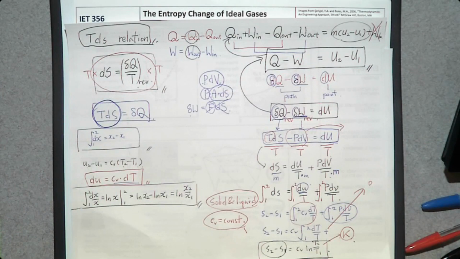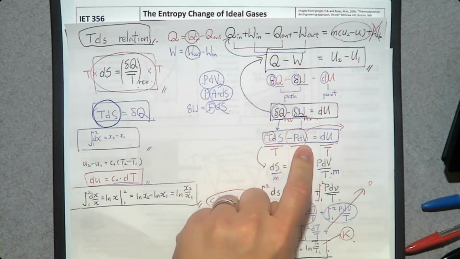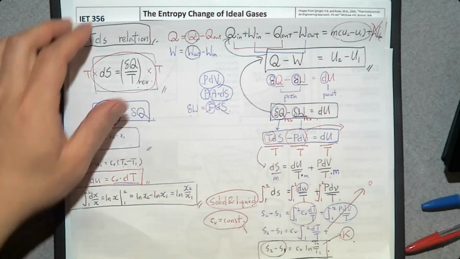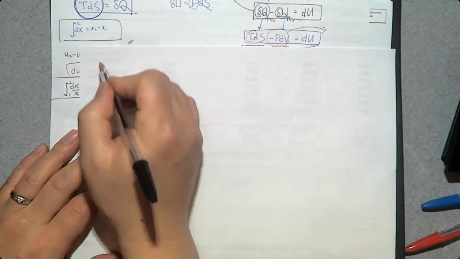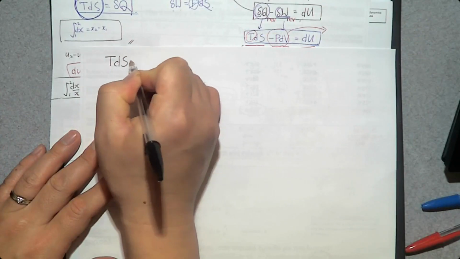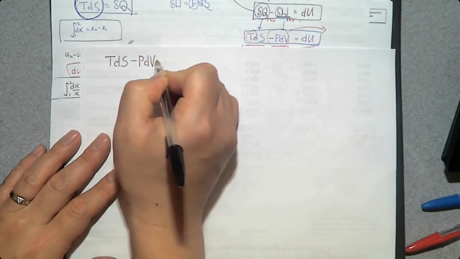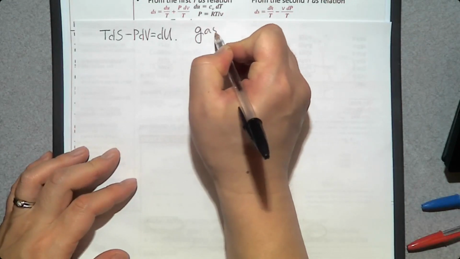The TDS relation. Let me start from here. From this energy balance equation, we learned the TDS relation, that is TDS minus PDV is du. So that's the starting point. Now our system is what? Gas.